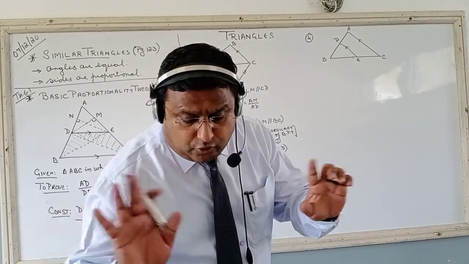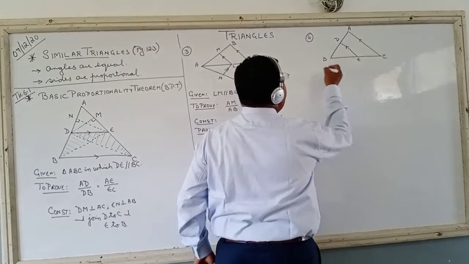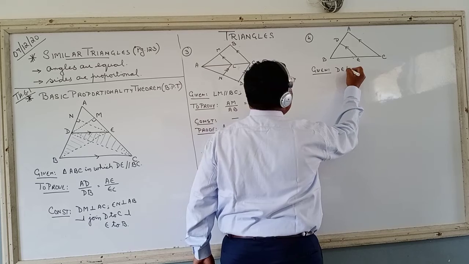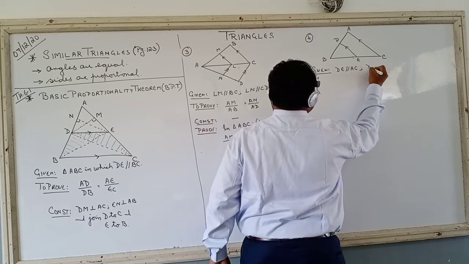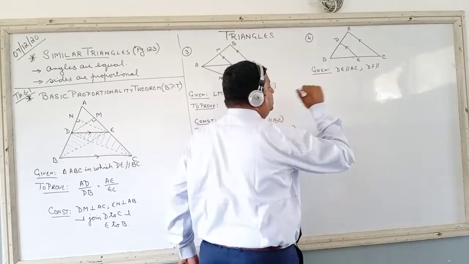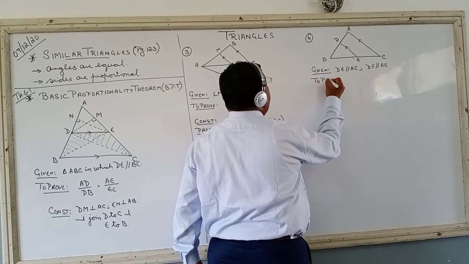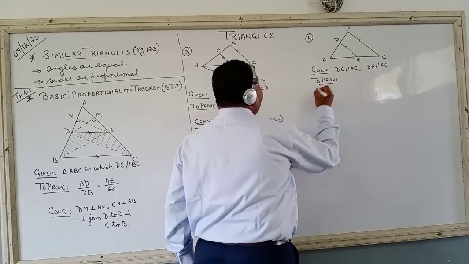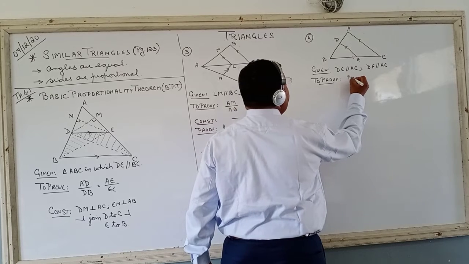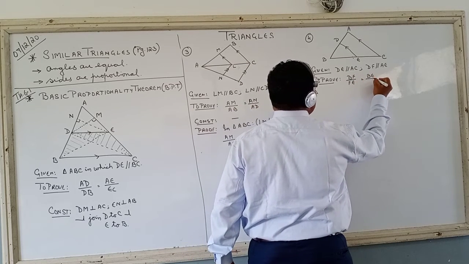Let us not get confused. Wait. Write down whatever is visible to you. Given: DE parallel to AC and DF parallel to AE. What you have to prove? You have to prove that BF upon FE is equal to BE upon EC.